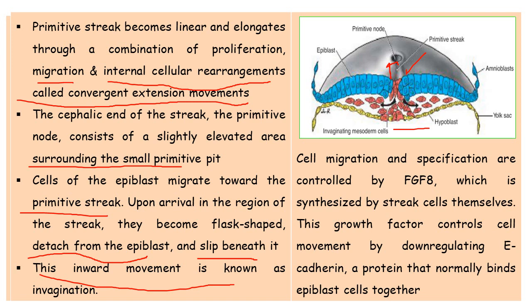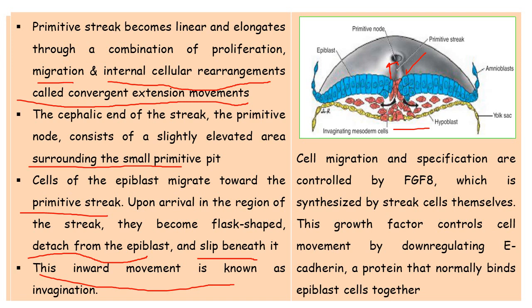This will control the movement of the cells by down regulating e-cadherin, because e-cadherin is going to make the adhesion between the epiblast cells. This makes the adhesion, and these cells are present in a continuous layer. When there will be down regulation of e-cadherin, means the e-cadherin will be removed, and as a result the cells will be able to move. And a protein that normally binds epiblast cells, what happens in routine, is present on the surface of epiblast cells, and this is responsible for binding of these cells in the form of a layer.